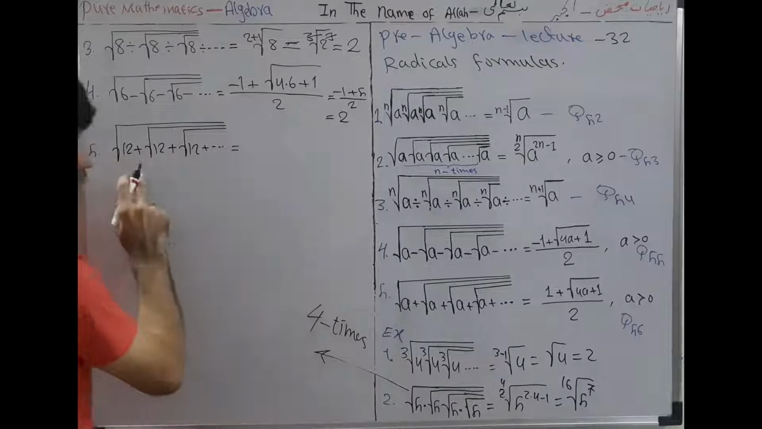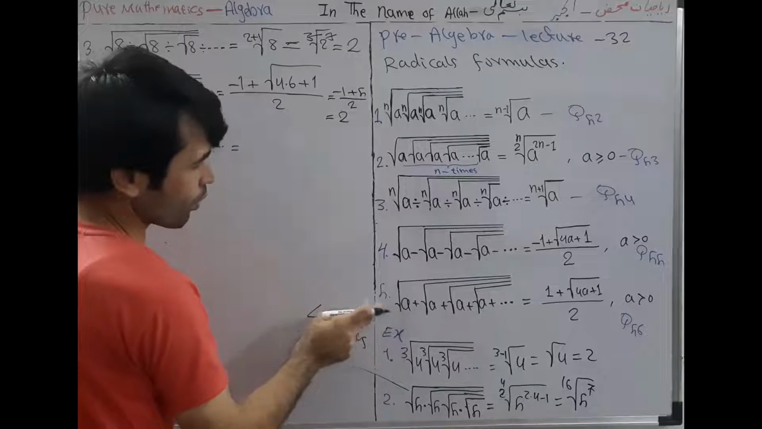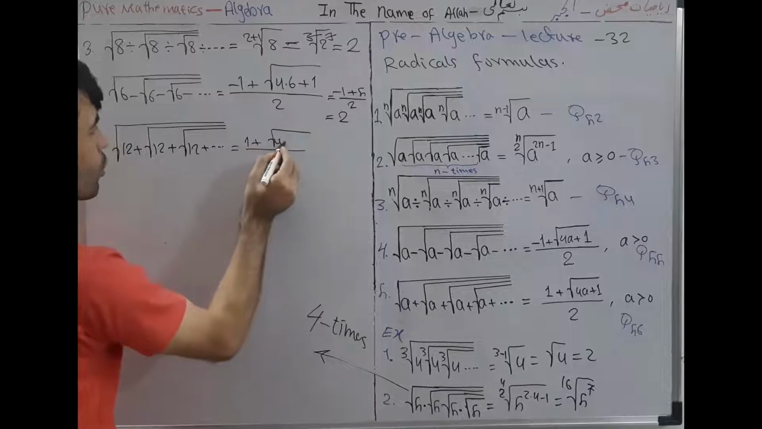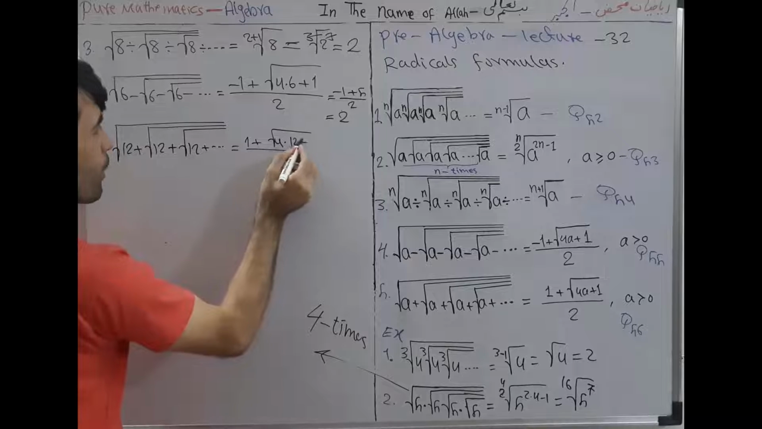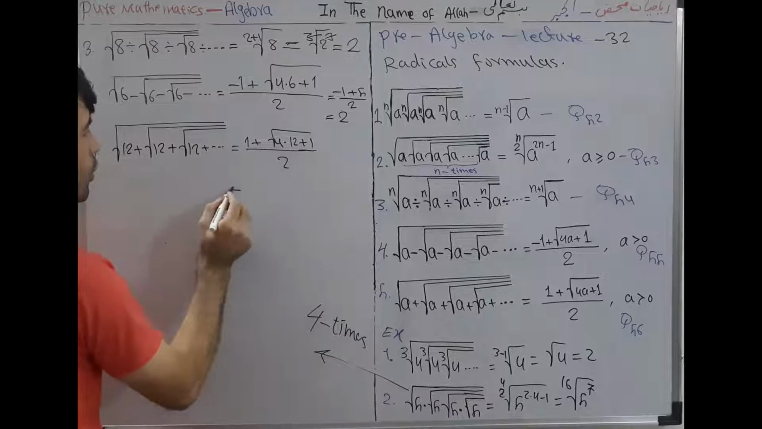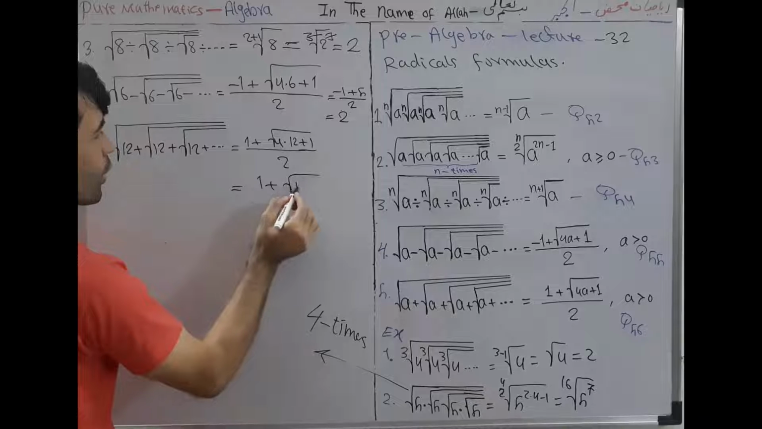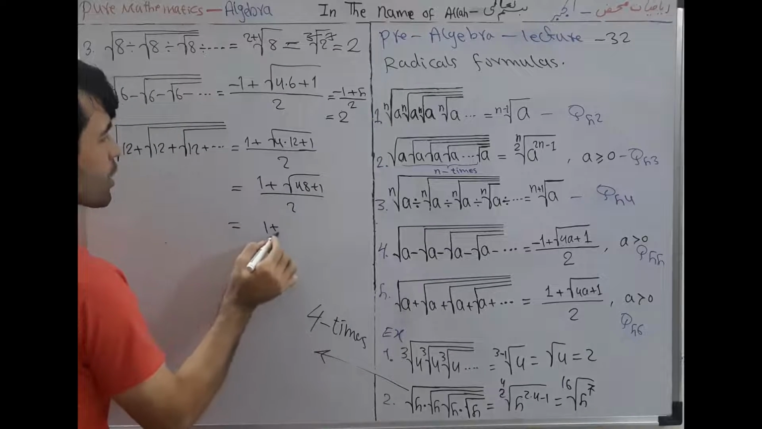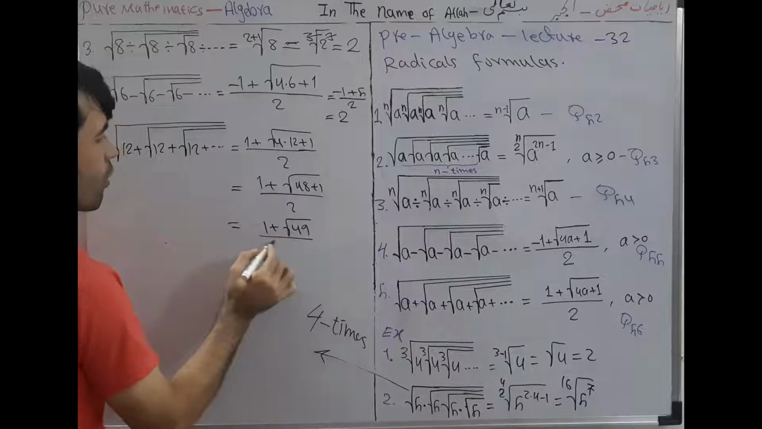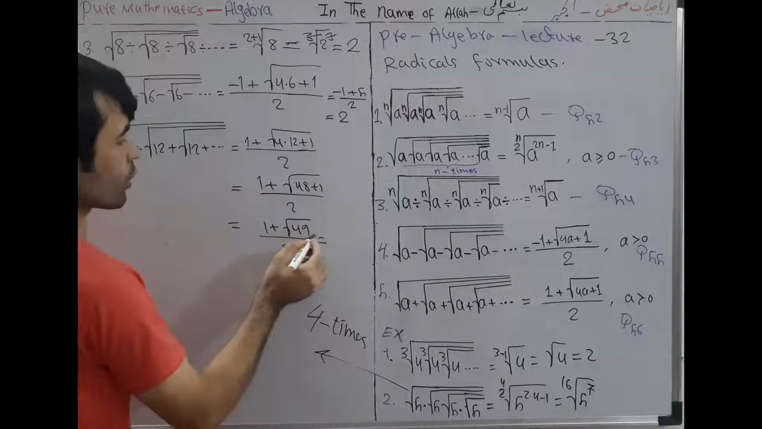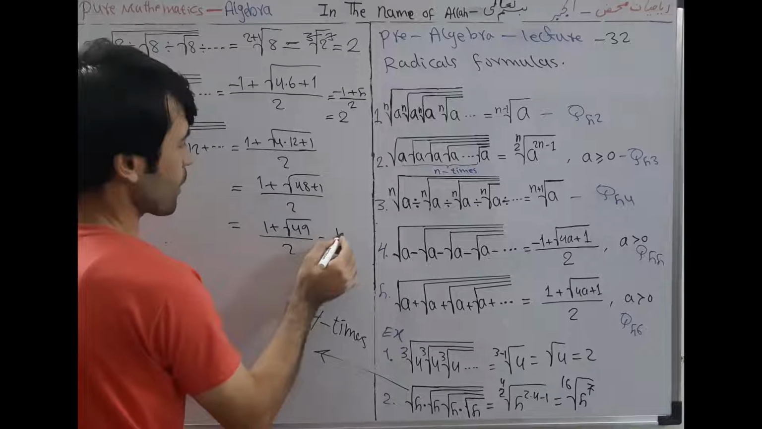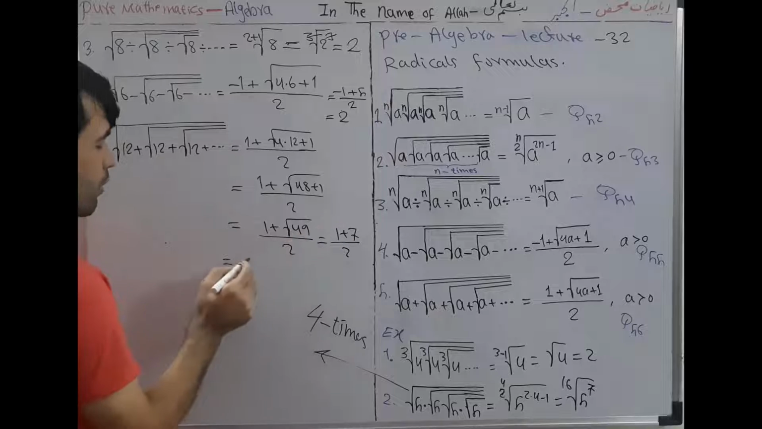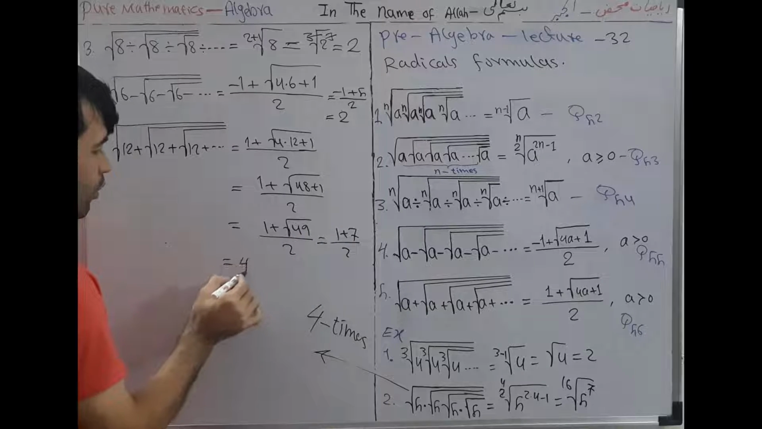This matches formula 5. Then we can write 1 plus square root of 4 multiplied by 12 plus 1, over 2. It is equal to 1 plus square root of 48 plus 1, over 2. It is equal to 1 plus square root of 49, over 2. It is equal to 1 plus 7, since the square root of 49 is 7, over 2. It is equal to 1 plus 7, 8, 8 divided by 2, 4.